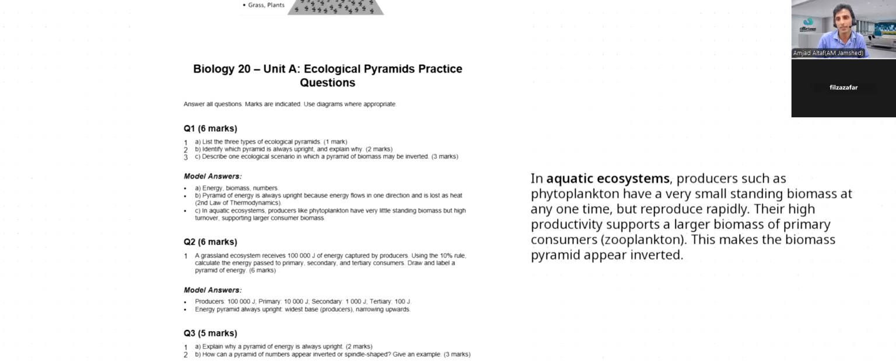Read out, complete this. Have a very small standing biomass at any one time, but reproduce rapidly. Their high productivity supports a larger biomass of primary consumers, zooplankton. Zoo means animal, and plankton means floating, so floating animals. This makes the biomass pyramid appear inverted. Are you getting something from here or not?